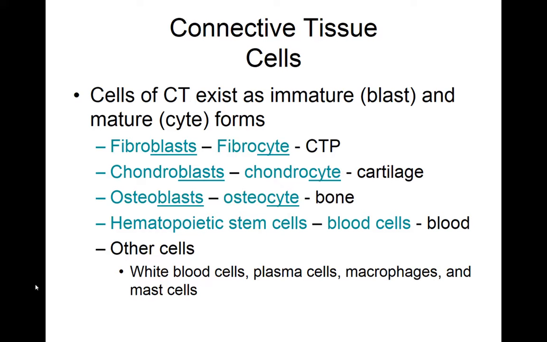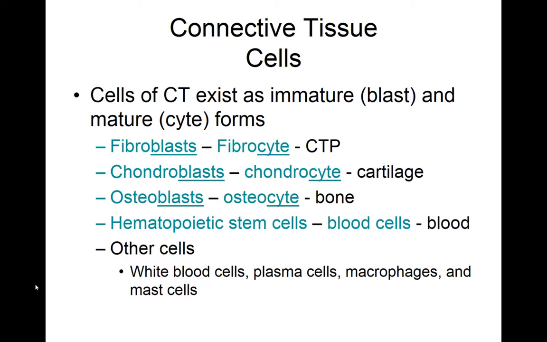Other cells that we might find within our connective tissues are things like white blood cells, plasma cells, macrophages, and mast cells. What is the function of all of these? What's the function of a white blood cell? Heal, fight infection, get rid of foreign organisms that get in your body. That's the function of all of these.